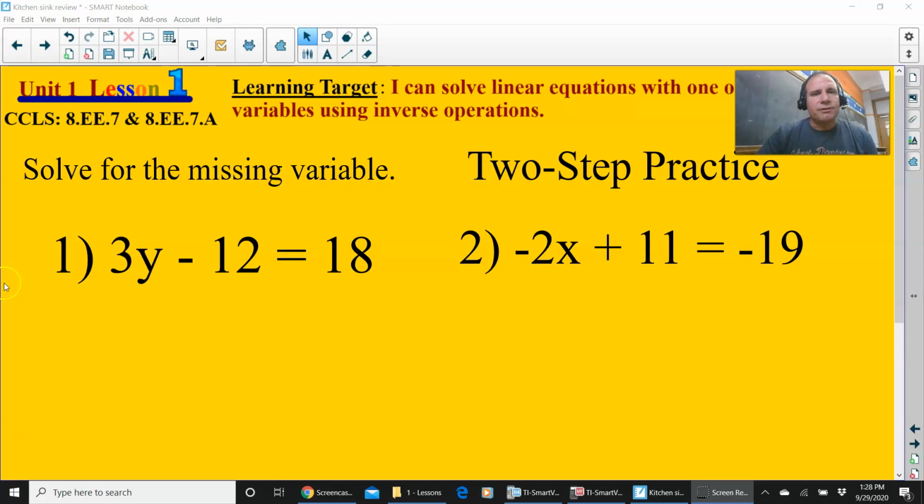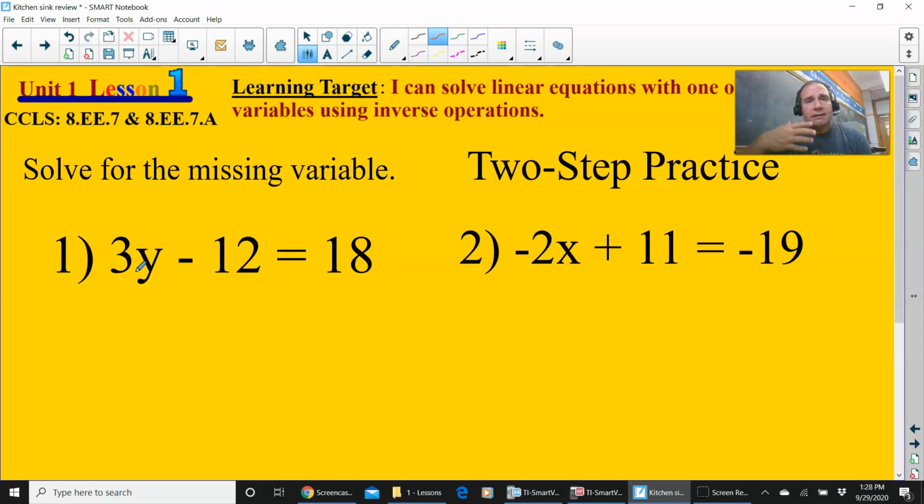All right, so we'll start looking at number one. It says 3y minus 12 equals 18. So your eyes are over here to the left hand side of that equation. There's a y attached to the 3, but you are not going to go and break those up first. You are going to look at this negative 12.